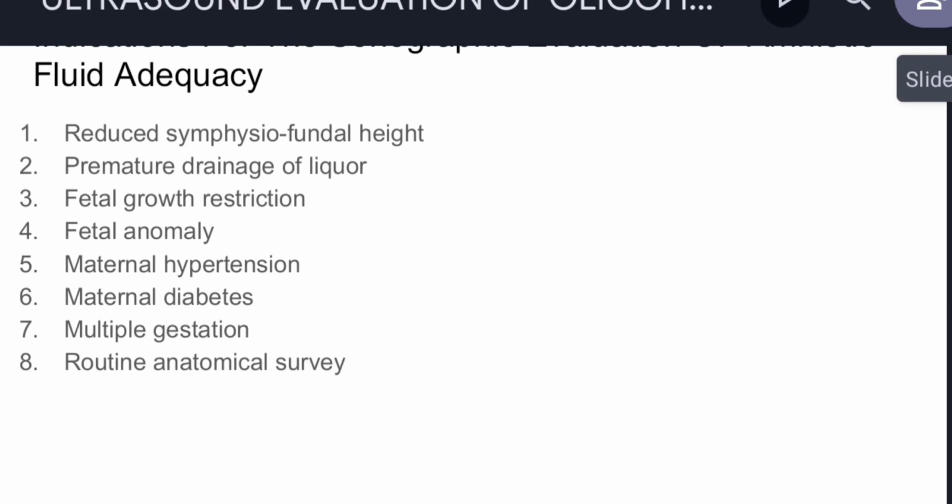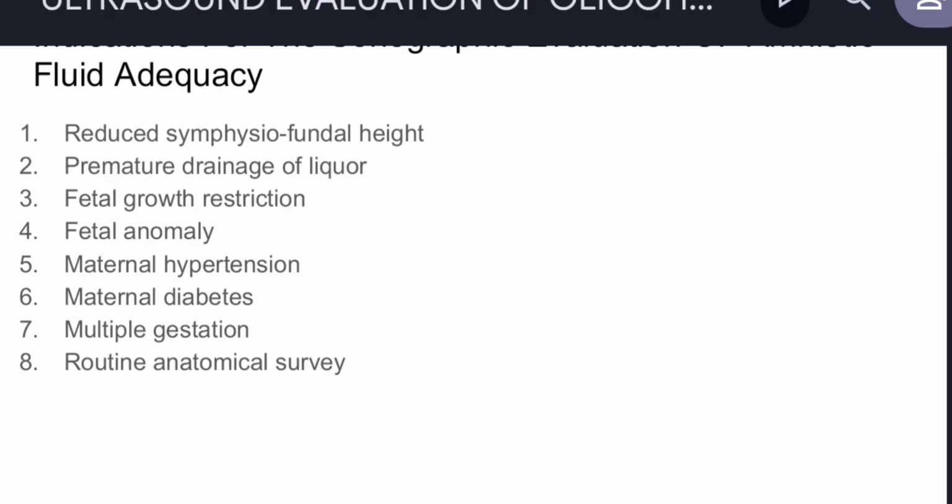In cases of fetal anomaly in the ongoing pregnancy, or even a past history of fetal anomaly, one will want to keep an objective eye on the amniotic fluid volume. When there is maternal hypertension, maternal diabetes, multiple gestation, the amniotic fluid assessment is required. Also, we expect the amniotic fluid volume to be assessed in the routine anatomical survey done between 18 to 22 weeks.